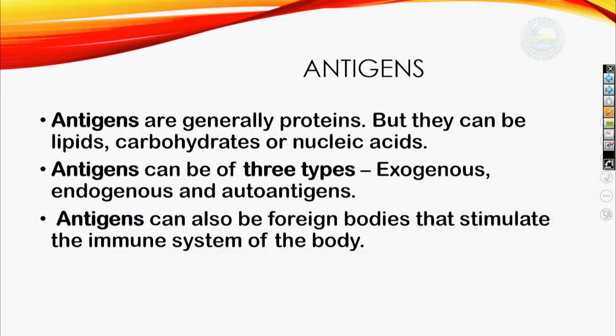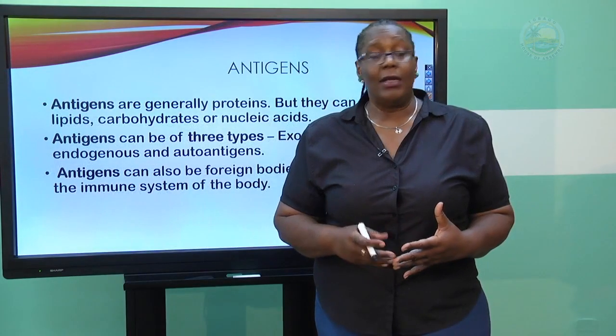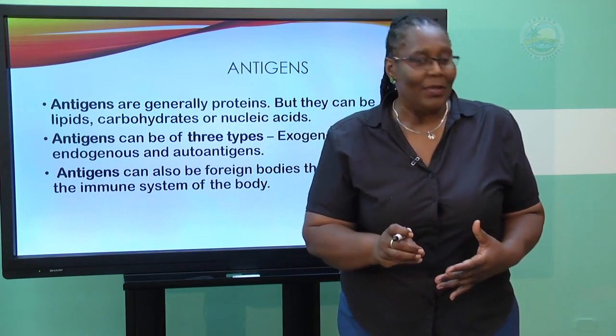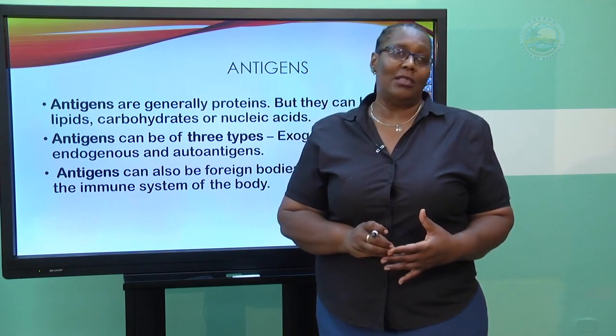Okay, what are antigens? We have been using the words pathogen and antigen continuously. Antigens are generally proteins, but they can be lipids, carbohydrates, or nucleic acids. Antigens can be found on the surface of pathogens. A pathogen is a disease-causing organism. Pathogens are normally microscopic, but you do have some large pathogens. A pathogen is anything that causes disease. A bacteria, remember, may be a pathogen, but not all bacteria are pathogens. If it's a disease-causing organism, it is a pathogen.